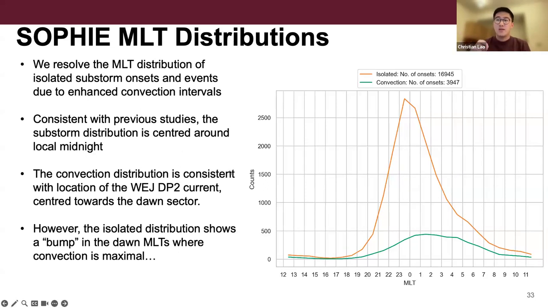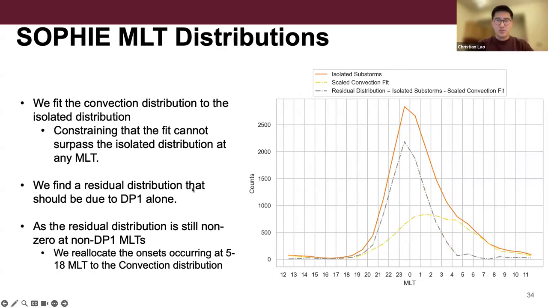We find that, consistent with previous studies, the isolated substorm distribution is centered around local midnight, or slightly pre-midnight actually. And the convection distribution is also consistent with where the westward electrojet DP2 current happens along the dawn sector. However, the isolated distribution shows a really obvious bump in the dawn MLTs where the convection is maximal. And this got us thinking that this is a bit suspicious.